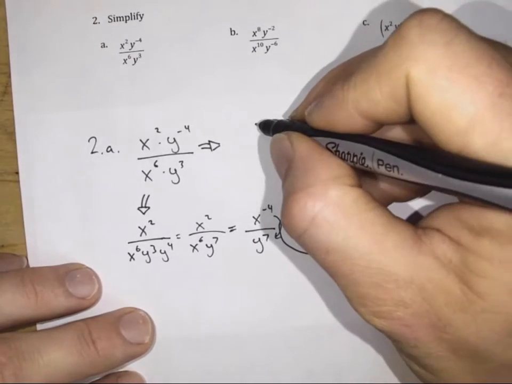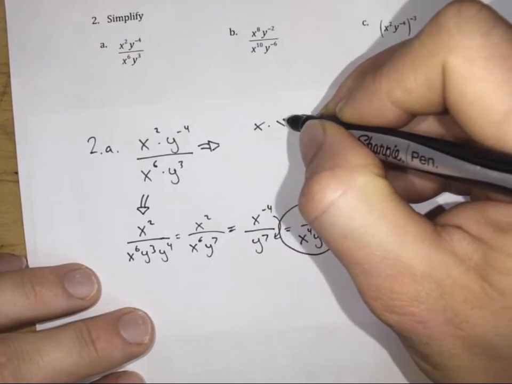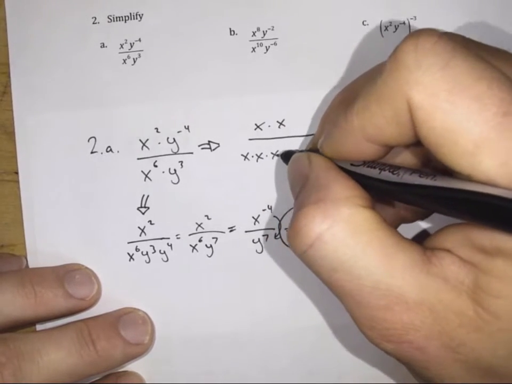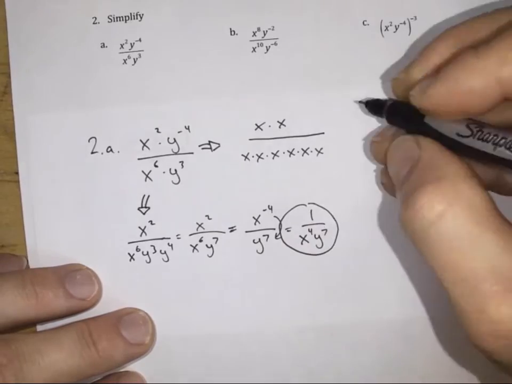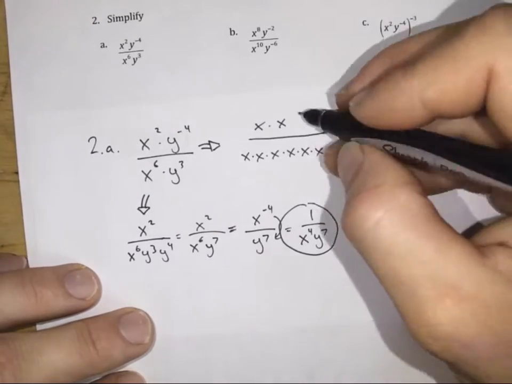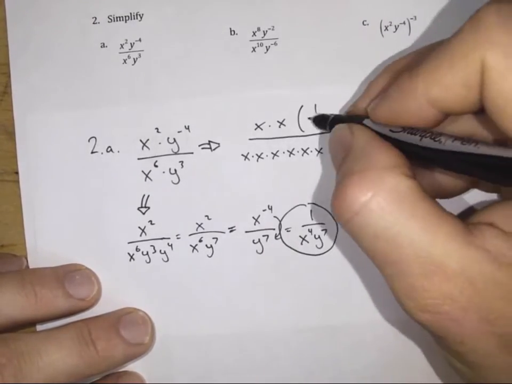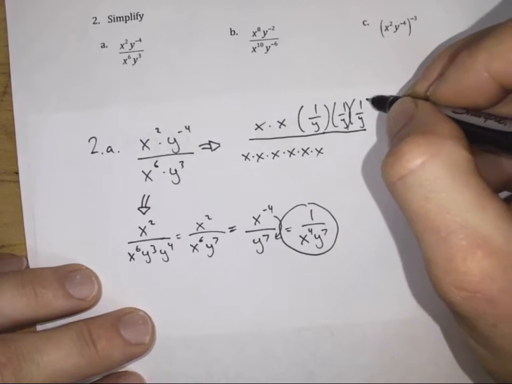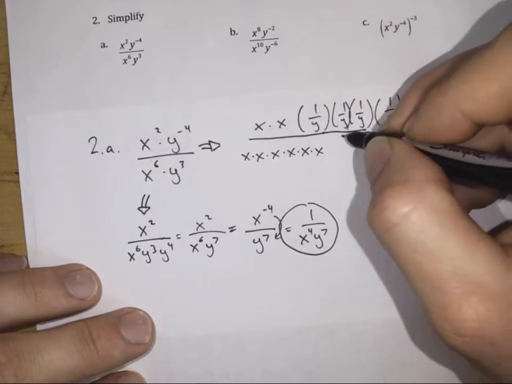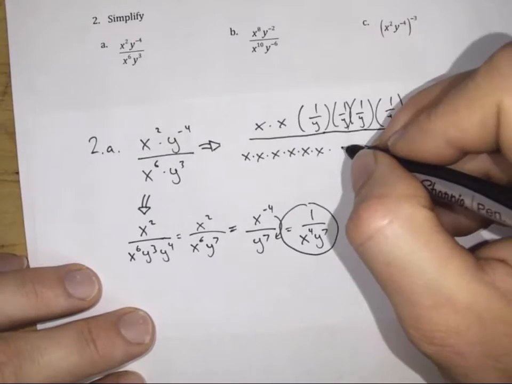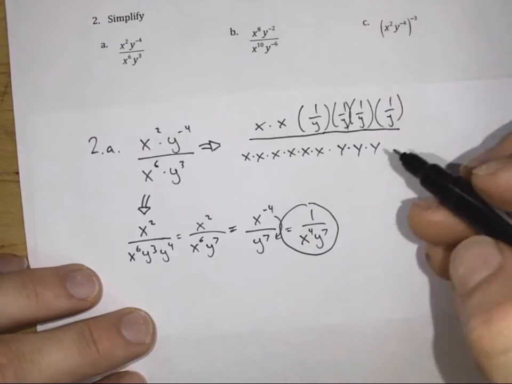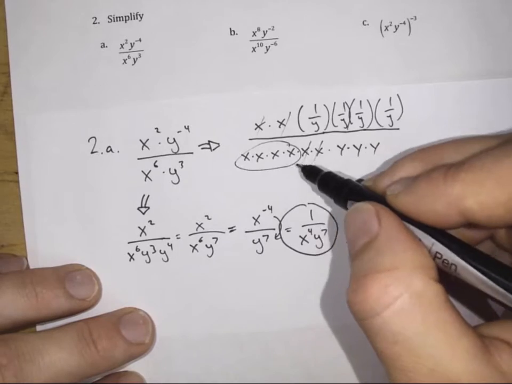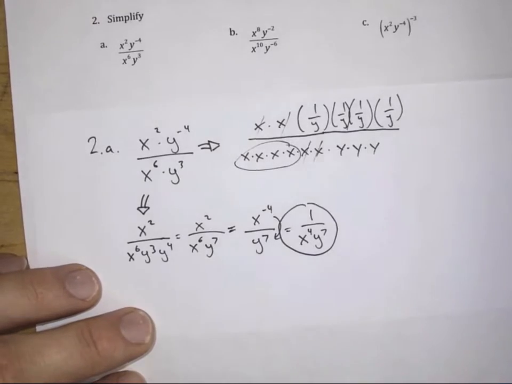Another way, especially with the x's, I think this is useful, is I could expand these. x times x times x times x times x times x. And I could write that as 1 over y times 1 over y times 1 over y times 1 over y times y times y times y. So I can see these x's are going to cross out. I'm going to end up with the same x to the power of 4 that I did over here on the bottom of my fraction.